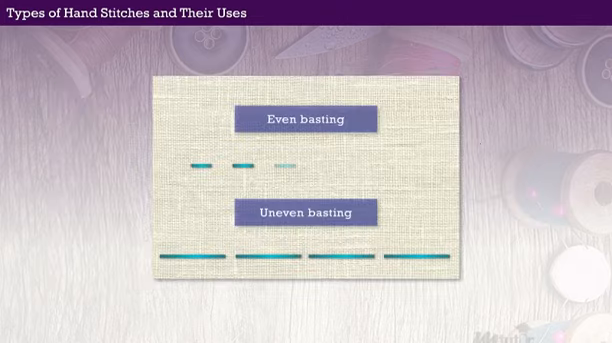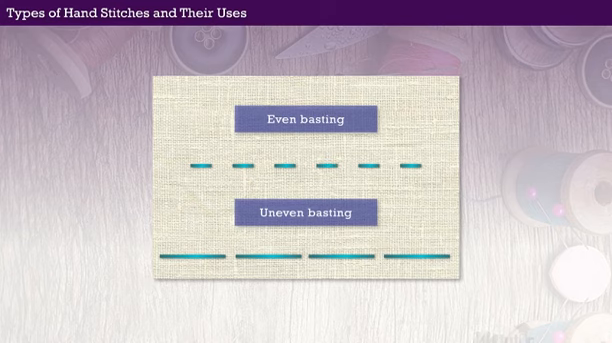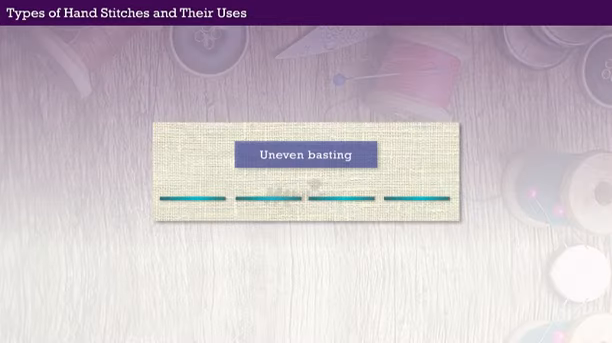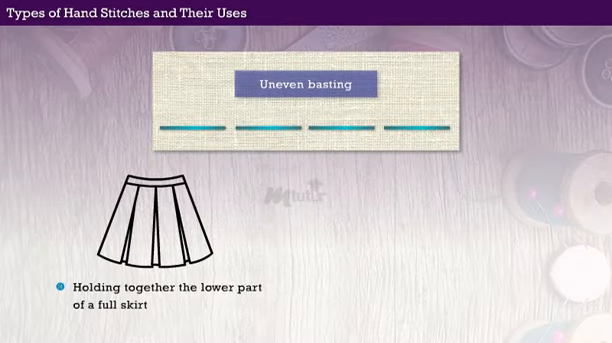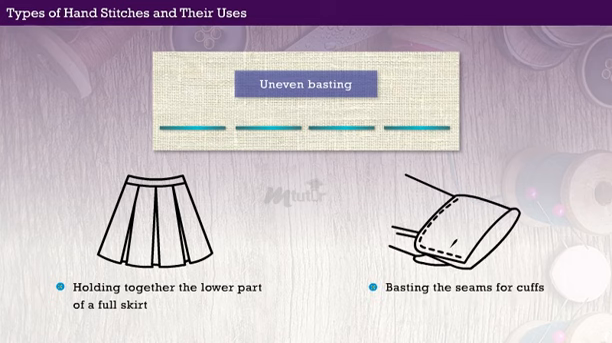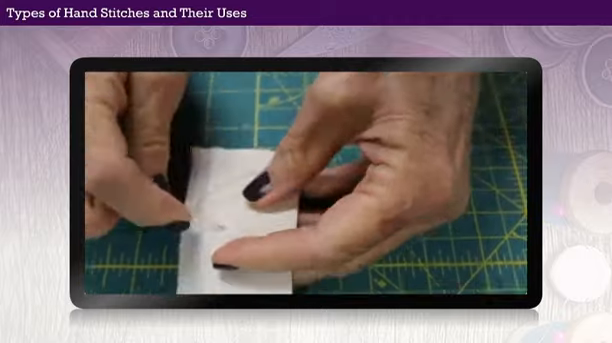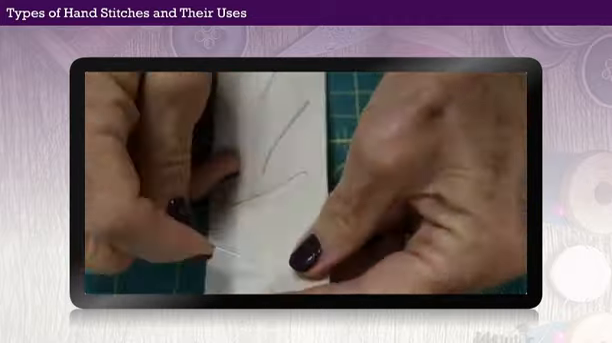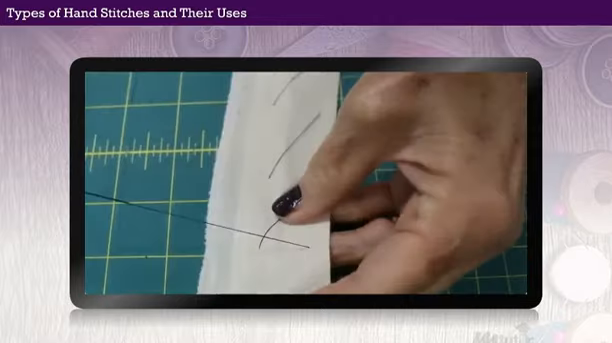The uneven basting stitch is made the same as the even basting stitch, except that the stitch on the upper side of the cloth is made about 2 or 3 times as long as the stitch on the underside of the cloth. This kind of stitching helps in holding together the lower part of a full skirt and basting the seams for cuffs. Next, diagonal basting is a series of parallel horizontal stitches that produce diagonal floats of thread on the top layer of fabric.